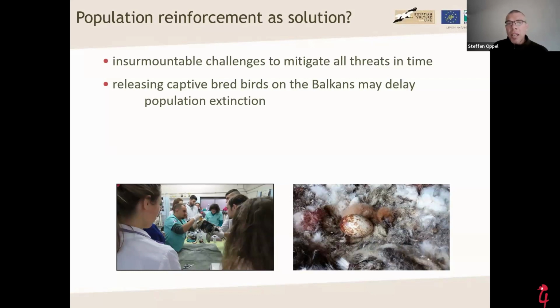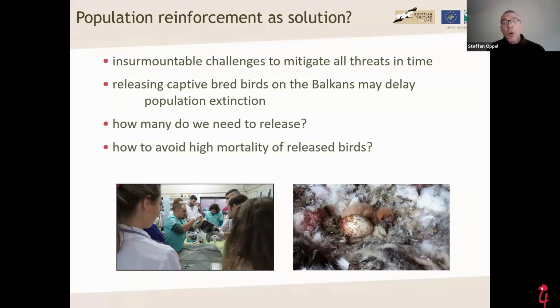And one way to buy more time was to release captive bred birds in the Balkans to delay the extinction of the population there. So the question was, how many birds do we need to release? And how do we avoid the high mortality that we have seen in the juvenile birds migrating from the Balkans?